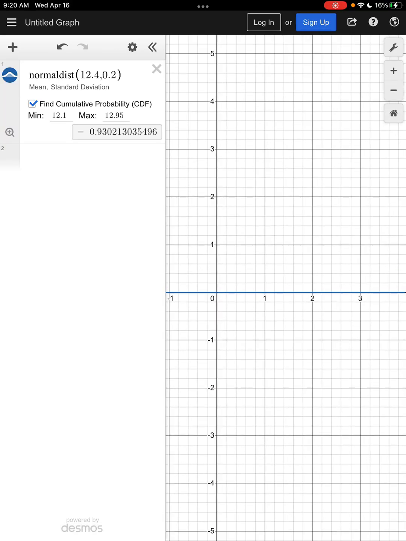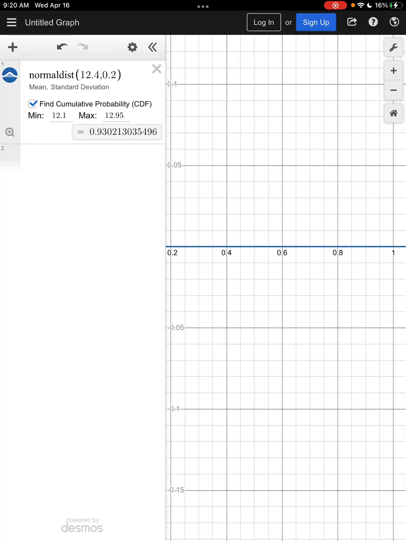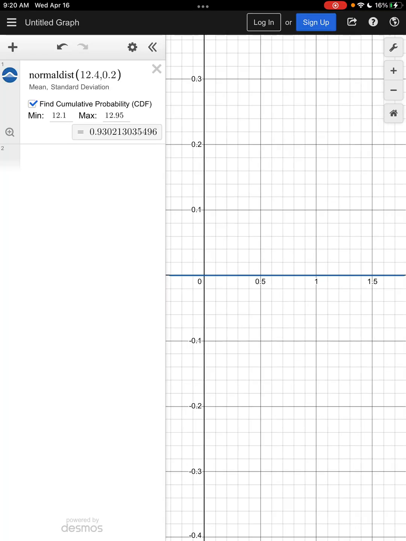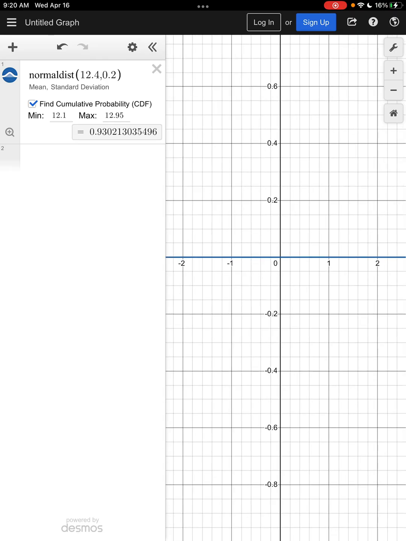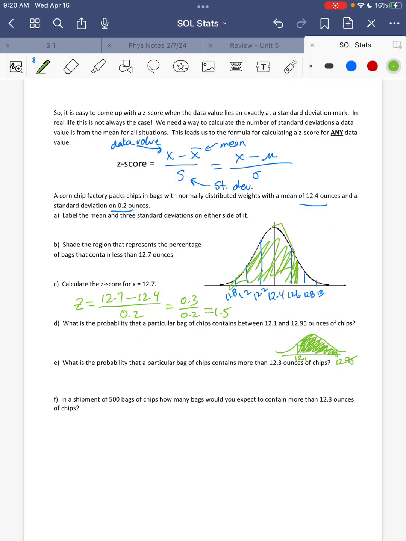And I forgot how to make the picture work here. I think if I zoom in here, it'll show a little hump, like a little normal distribution, but I forget how to do that. Anyway, 0.93, there's our answer right there. So that gives you the probability. So 0.93.